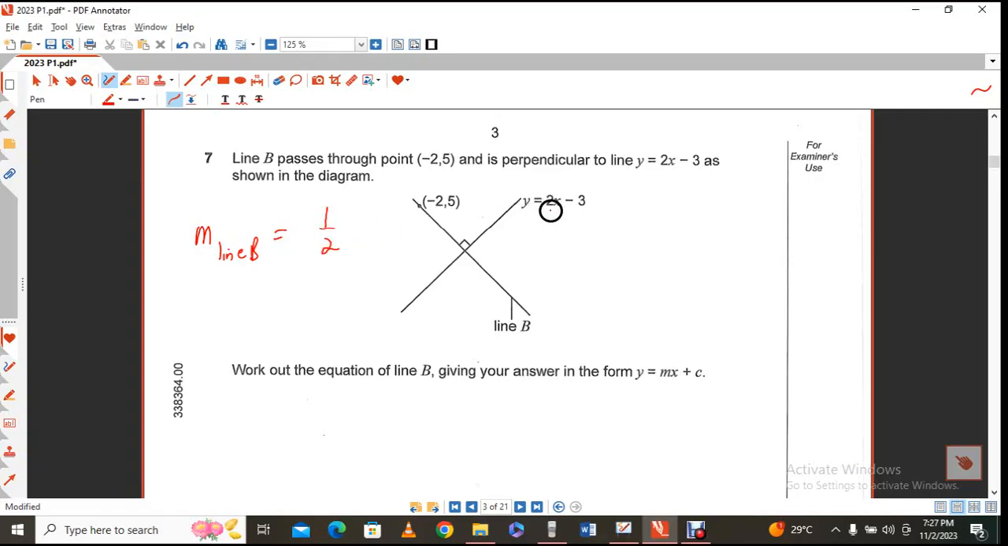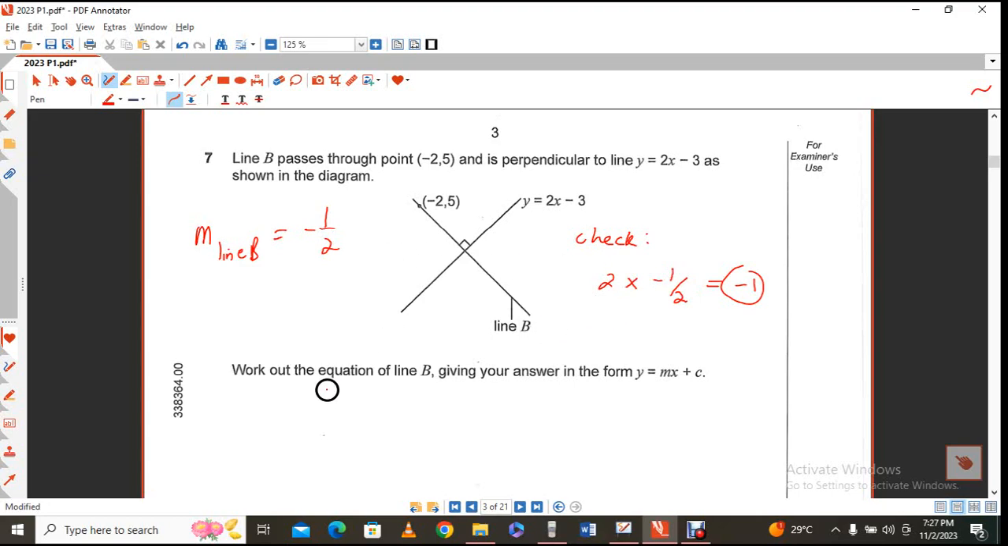And since this one is 2, remember it has to have the opposite sign, okay? Because the way you need to check them is that the gradients 2 times -1/2 should always give you a product of -1. So if you have the gradient of one, you can find the gradient of the other one.